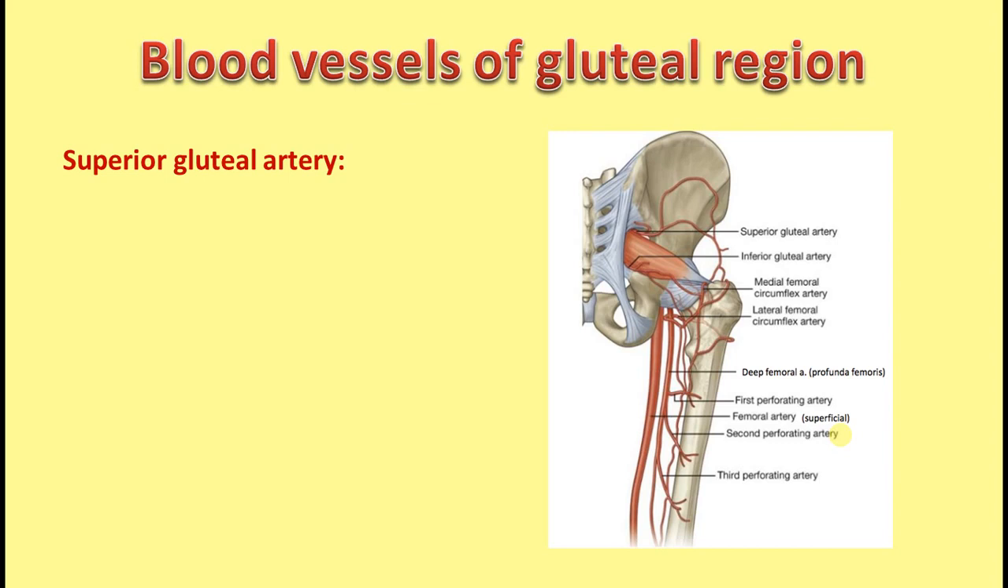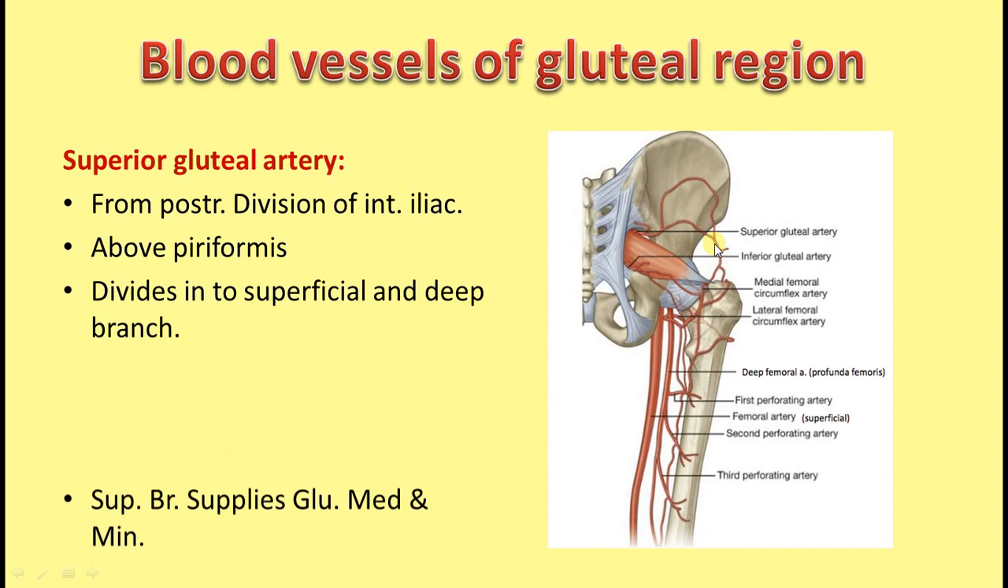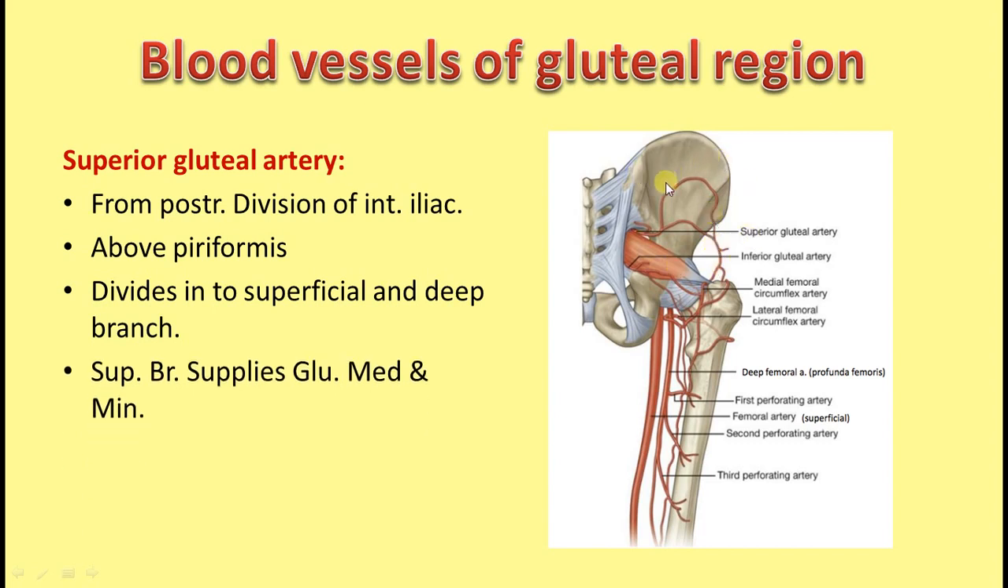Then we have seen in short about the sciatic nerve, posterior femoral cutaneous nerve, nerve to obturator internus and nerve to quadratus femoris. Blood vessels, superior gluteal artery. From the posterior division of the internal iliac artery, the superior gluteal artery emerges above the piriformis and divides into superficial and deep branches. Unlike the nerve, which does not divide into superficial and deep branches, here it divides. The superficial branch is muscular and supplies the gluteus medius and minimus.